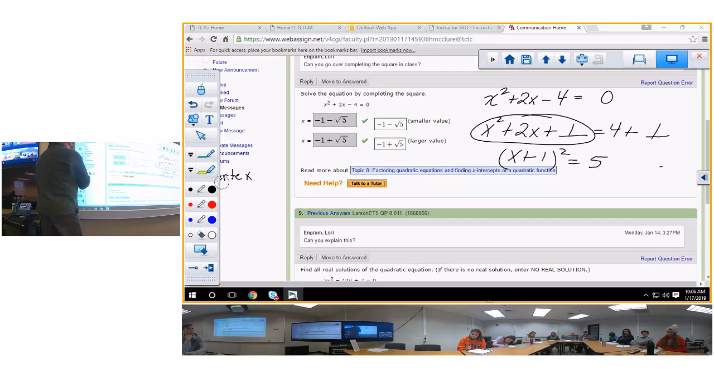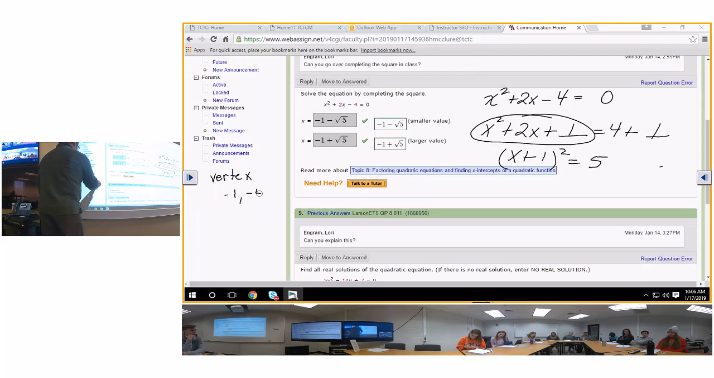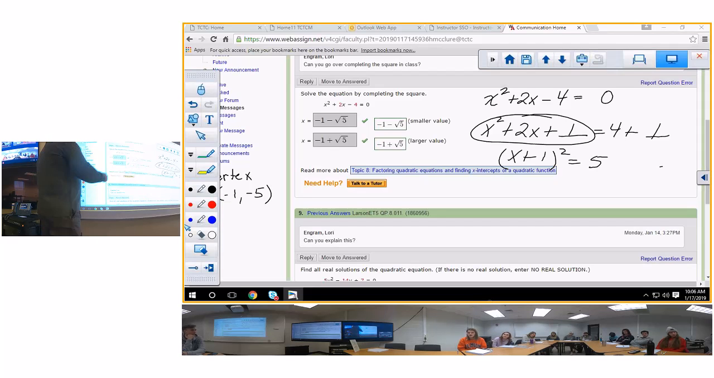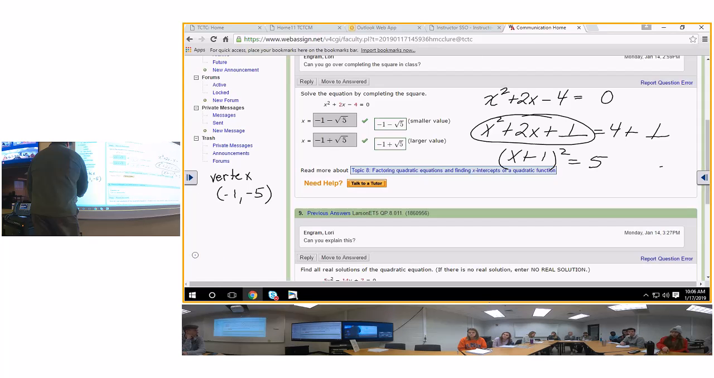-1, -5. Now, I'm also, in blue, going to write it in intercept form so y'all won't forget how to do that for your homework or test. I'm going to rewrite it as f of x is equal to (x plus 1) quantity squared minus 5. And so I need everybody to make a note.